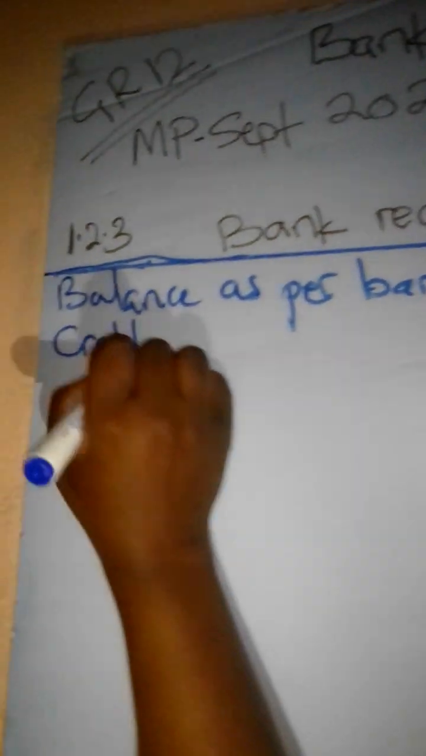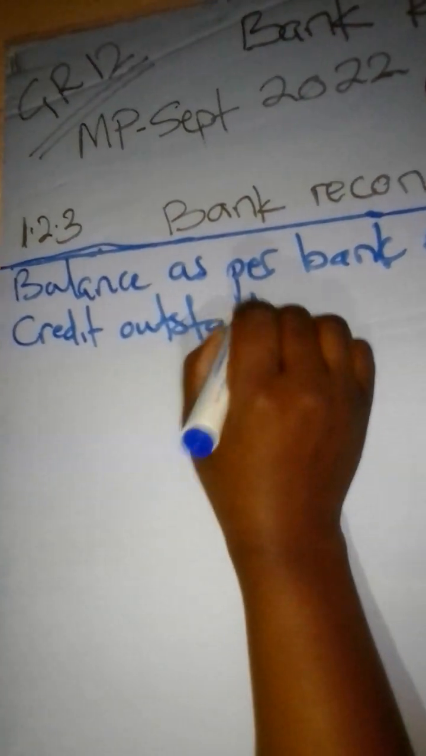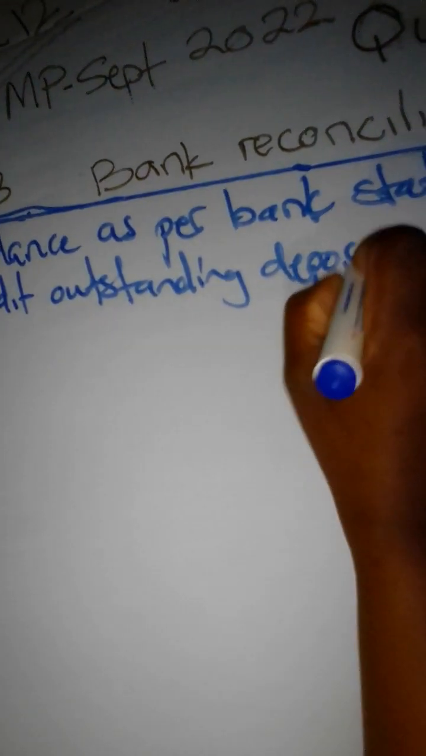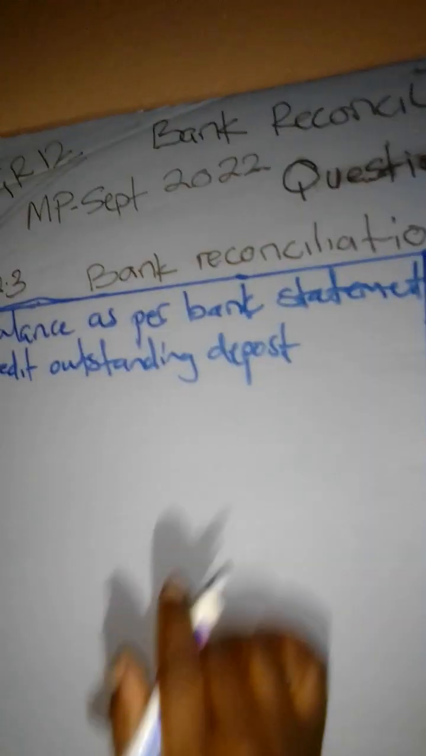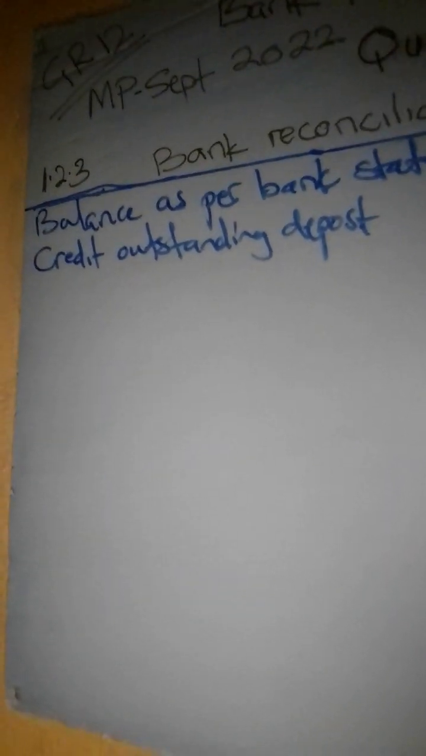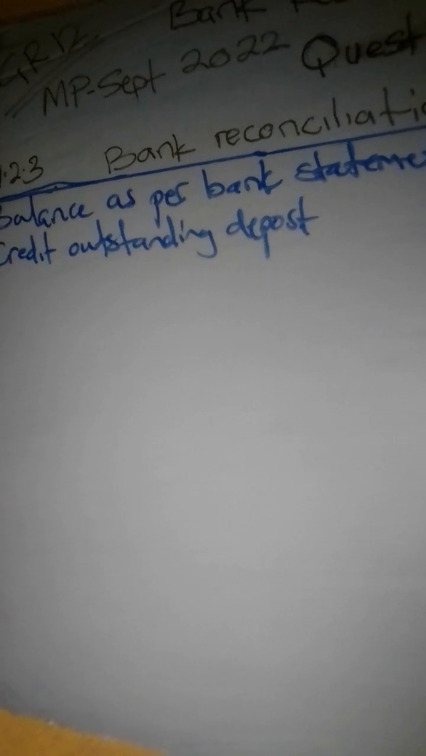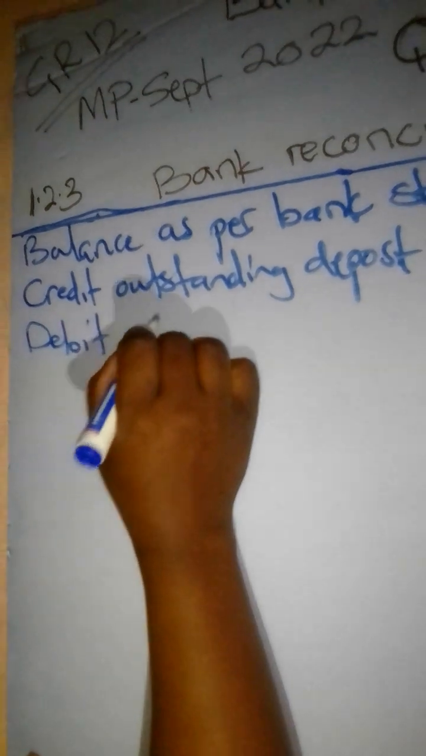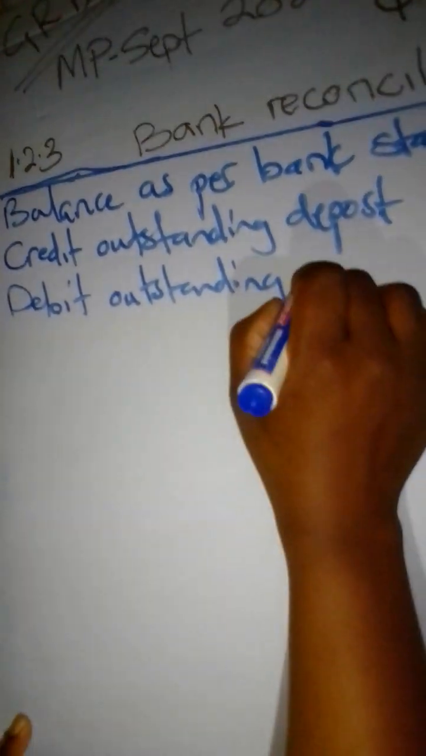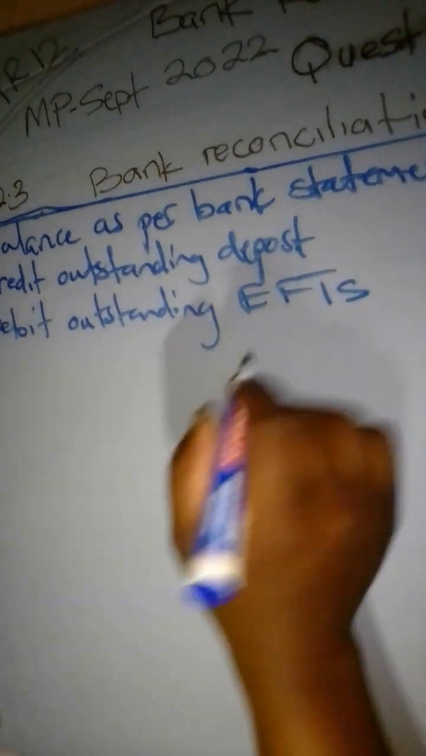What do we do with an outstanding deposit? We always credit the outstanding deposit. So we are going to say credit outstanding deposit. The outstanding deposit is 10,000. After the outstanding deposit, we now go on to our EFTs. We debit all the outstanding EFTs. We used to have checks, but these days we use EFTs.